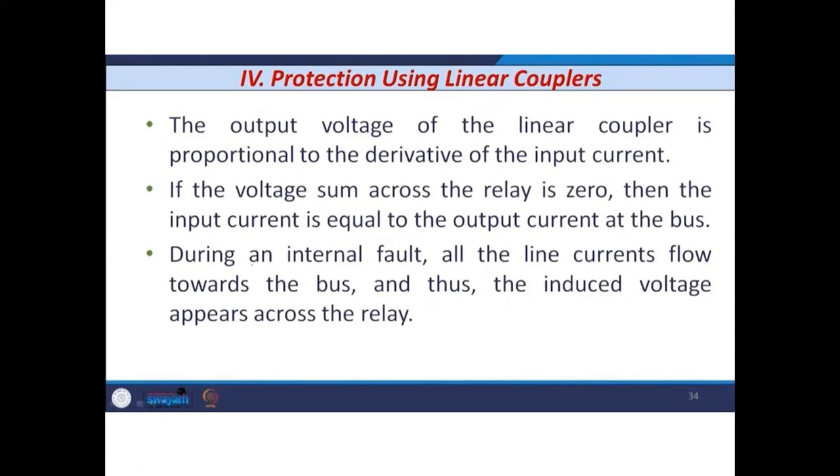of the input current. Summation of this voltage across the relay is zero. Then the input current is equal to the output current, so no fault on the bus. Whenever there is an internal fault, all the line current flows towards the bus, and thus the induced voltage appears across the relay. That is significant, and if it exceeds some value, then the relay will operate.